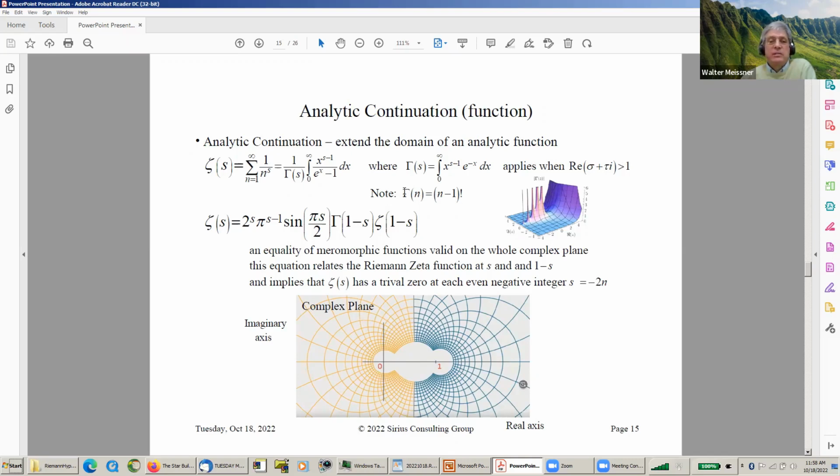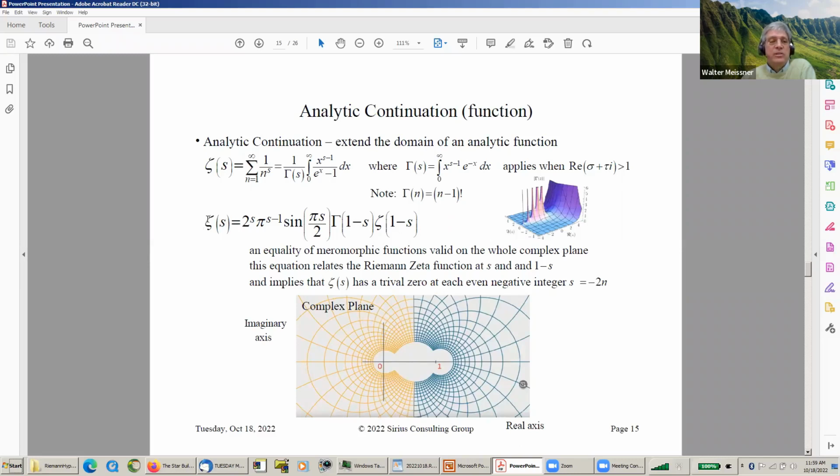You may have seen this in some course where the factorial of n minus 1 factorial is equal to gamma of n. So it was a quick way of finding out what large factorials are. Anyway, so the zeta of S has been rewritten.